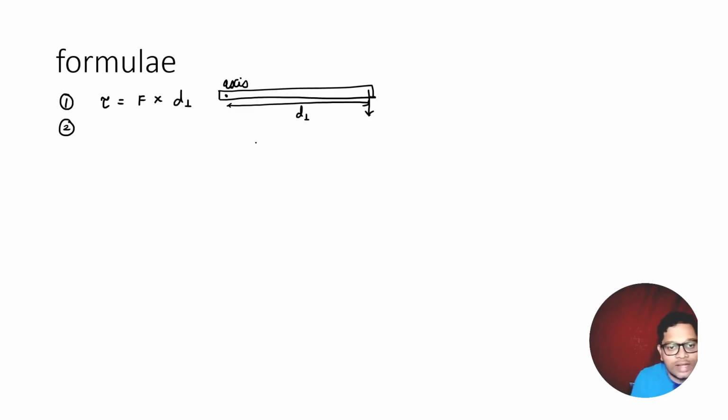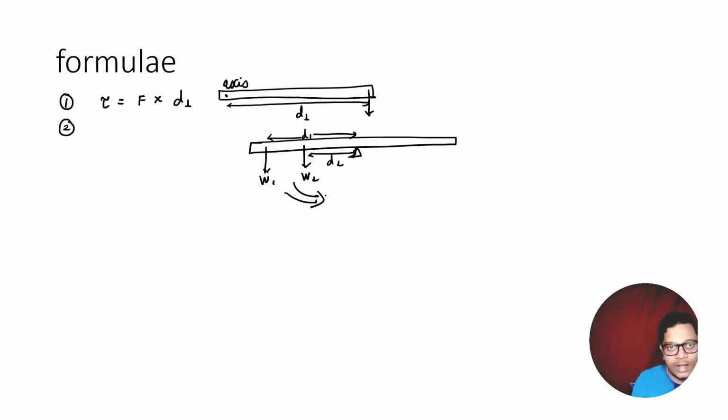The laws of moments tell us that if there is a scale and it is pivoted at the center, and there are weights acting on two sides, let's call these weights W1, W2, and their distances D1 and D2. These weights are going to cause what is called an anti-clockwise torque. And if there are weights on the other side, W3 and W4, at distances D3 and D4, these weights are going to cause what is called a clockwise moment.